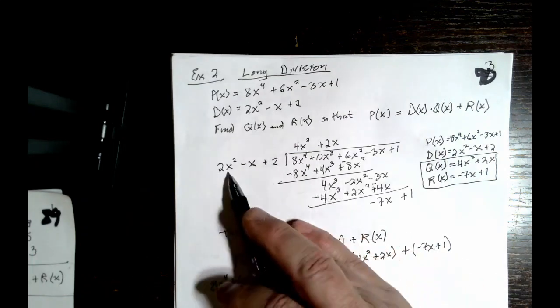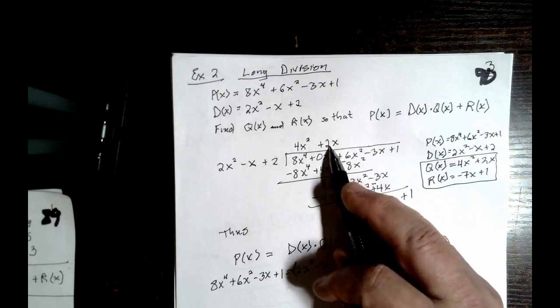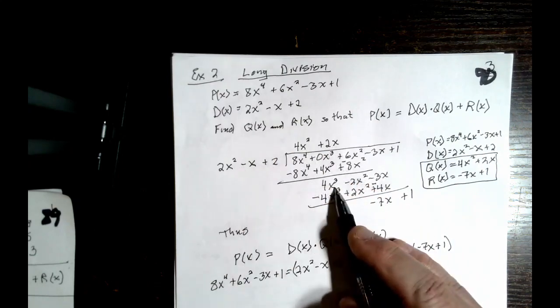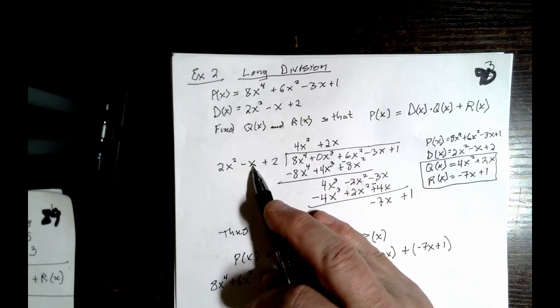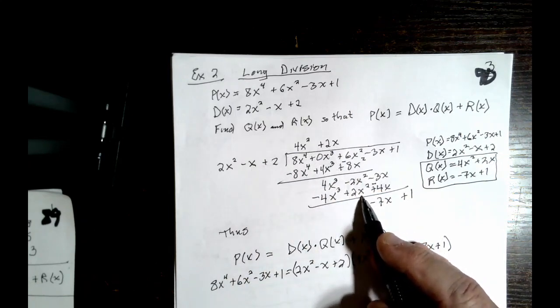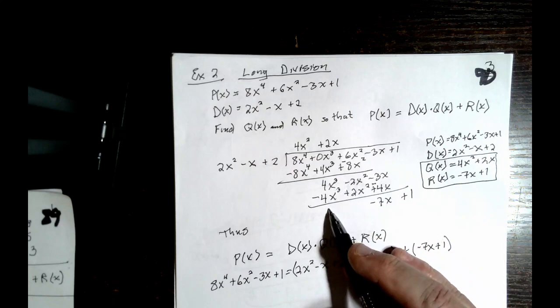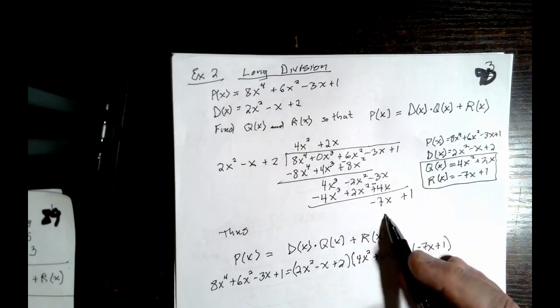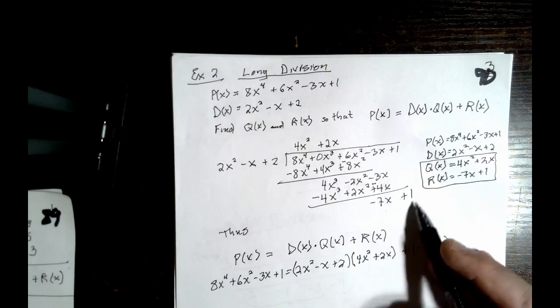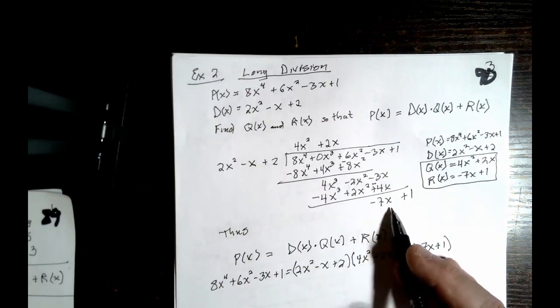Okay, so now I ask how many 2x squareds go into 4x cubed? Well, that's 2x. 2x times 2x squared is 4x cubed. 2x times minus x is minus 2x squared. And 2x times 2 is minus 4x, or plus 4x. And I change my signs, and when I add, these go away, and I just get minus 7x, and I bring down the 1. That's my remainder, because I can't find any more x squareds within just an x.